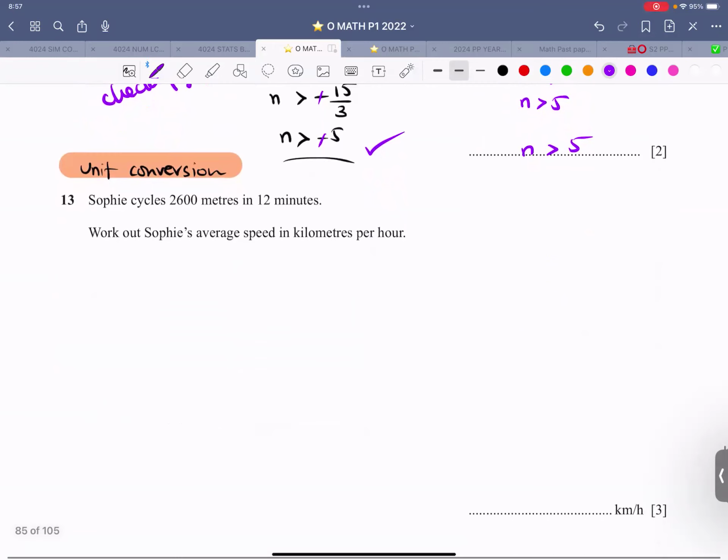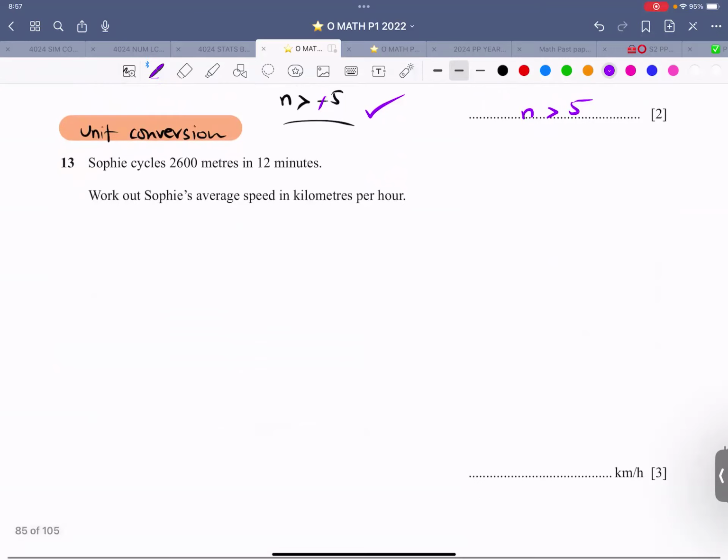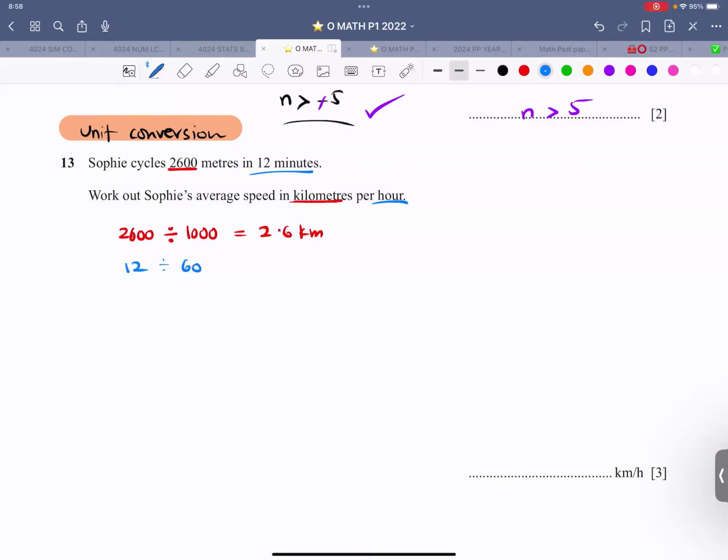Now, another question. Sophie cycles this much in 10 minutes, 2600 meters. So first of all, convert 2600 meters into kilometers. So 2600 divided by 1000 comes out to be 2.6 kilometers. That's the first thing. Now focus on minutes, convert it into hours. So 12 divided by 60, that is 12 over 60, or 1/5 of an hour.